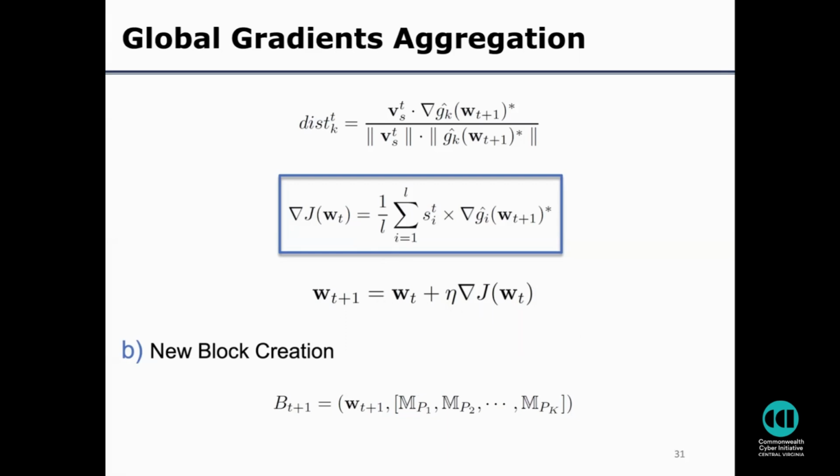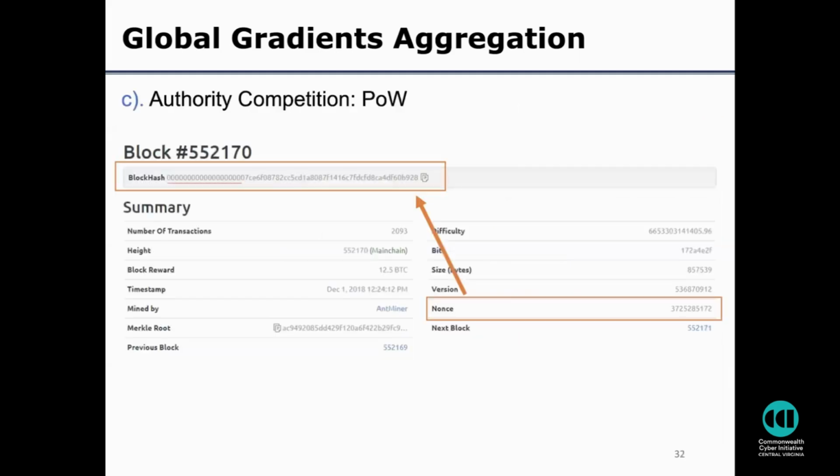The second step is to create the new block. The computing nodes write the updated global model into the new block, here B_t plus 1. Then the third step is to compete for the right to append this block to the chain.